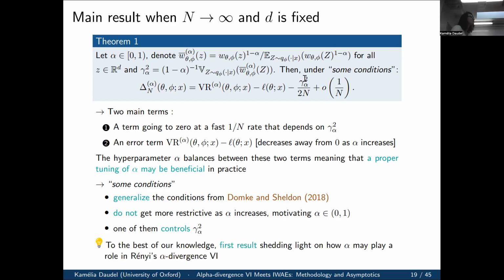I don't know if you're excited about this result, but I am, because to the best of our knowledge, this is the first result that tells us how alpha may play a role in methods that involve alpha divergences in variational inference. Up to now, people were working with the VR bound, so they had no grasp of how alpha might play a role in this bound. So this is super exciting.